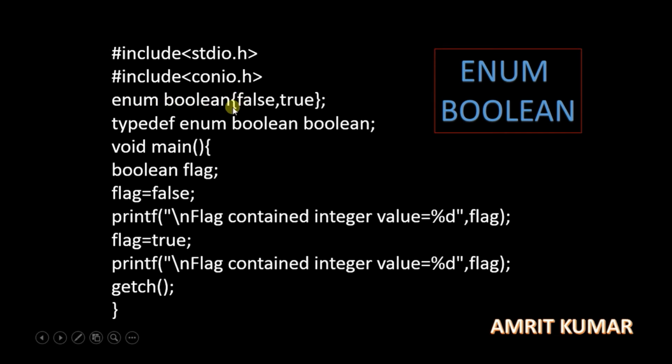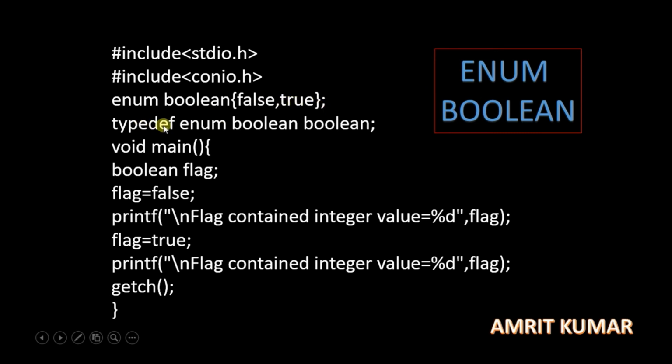Then in the boolean I am opening the curly braces here and using the statement false, true, because boolean is a value which contains either true or false. Therefore, I am containing the boolean here with false and true. Then the semicolon is the required part.